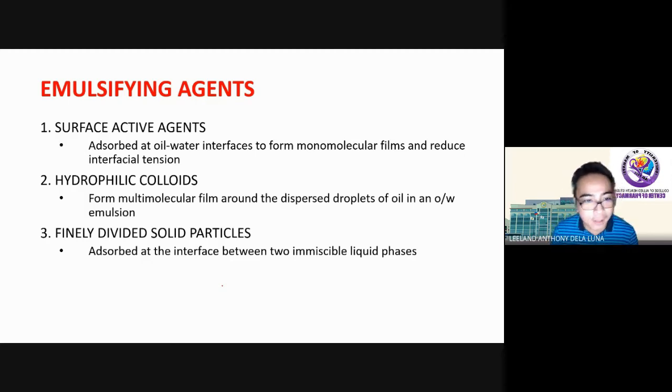Okay, now for hydrophilic colloids naman, they form a multi-molecular film around the dispersed droplets of oil in an oil and water emulsion. And then lastly, for finely divided solid particles, they adsorb at the interface between the two immiscible liquid bases. So basically, class, ano ba ang ginagawa ng emulsifying agent? Ang ginagawa niya naman, class, is it binds to both the oil and the water, allowing them to reduce the interfacial tension and at the same time, making them mix together.